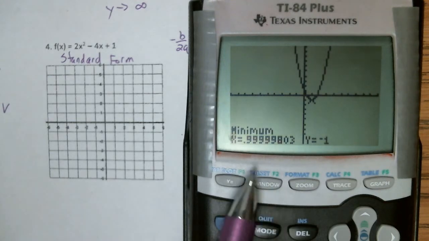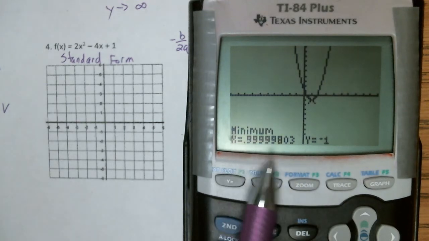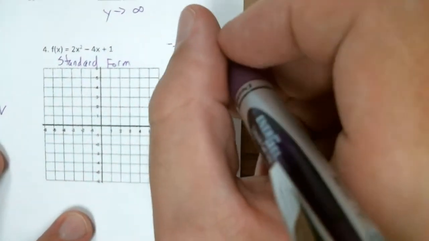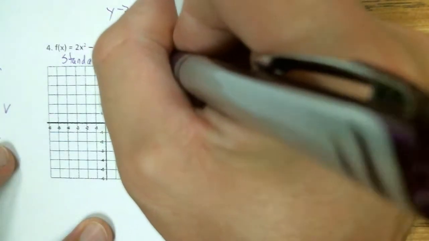Do not ask me why your calculator does this wacky 0.999. I think it's just a glitch in the Texas Instruments software. Your vertex is 1, -1. Okay, so just round that. All right, so my vertex is sitting at 1, -1. So if I come out here, vertex is 1, -1.